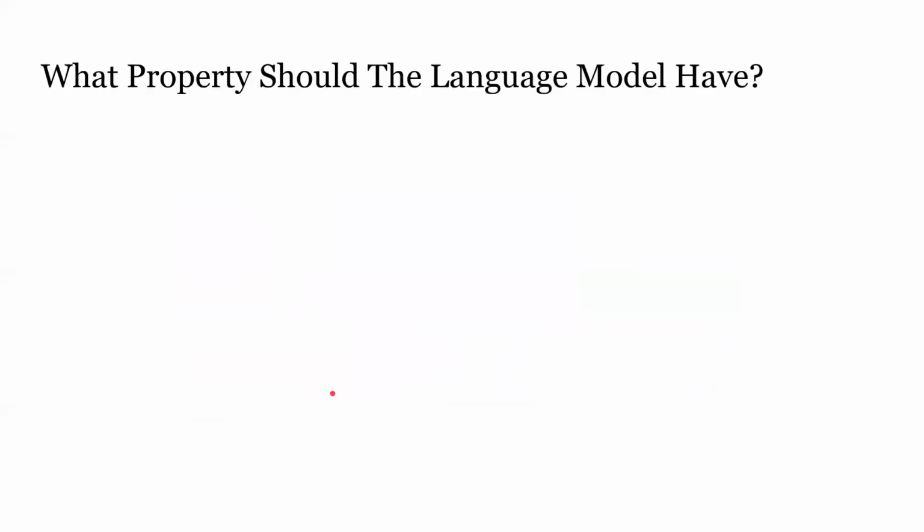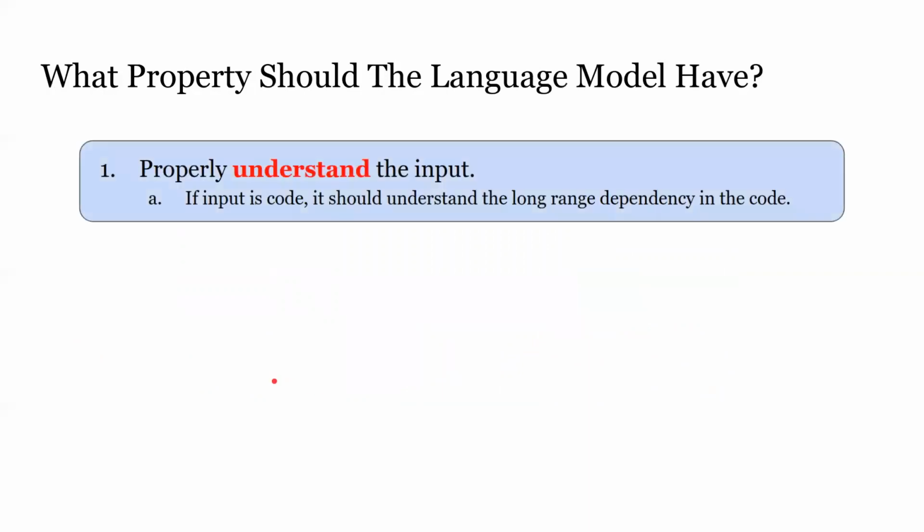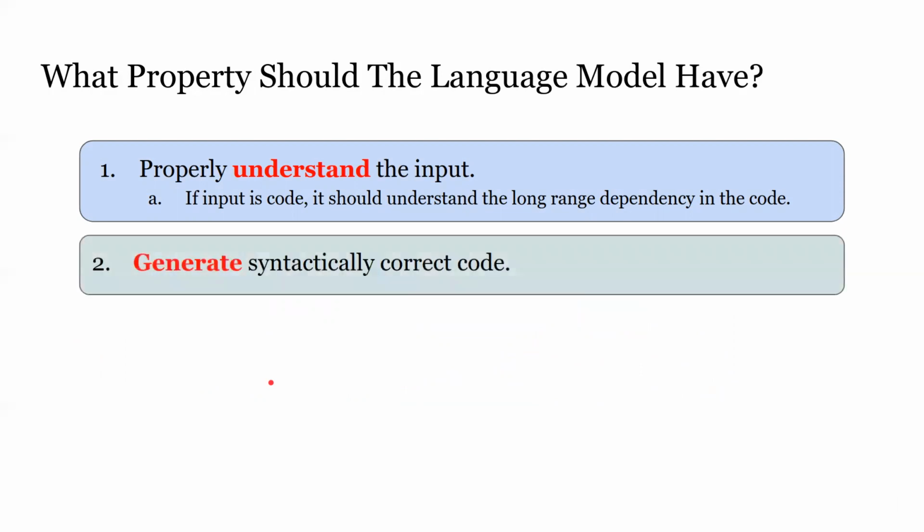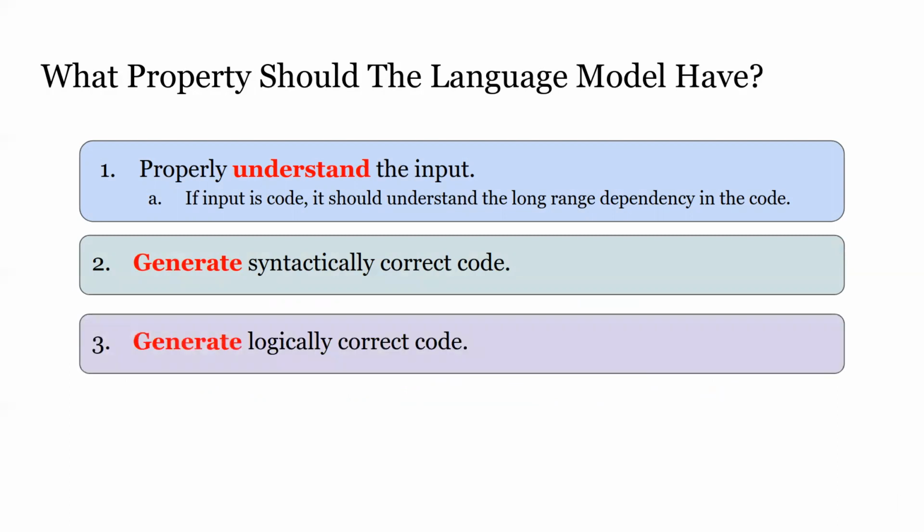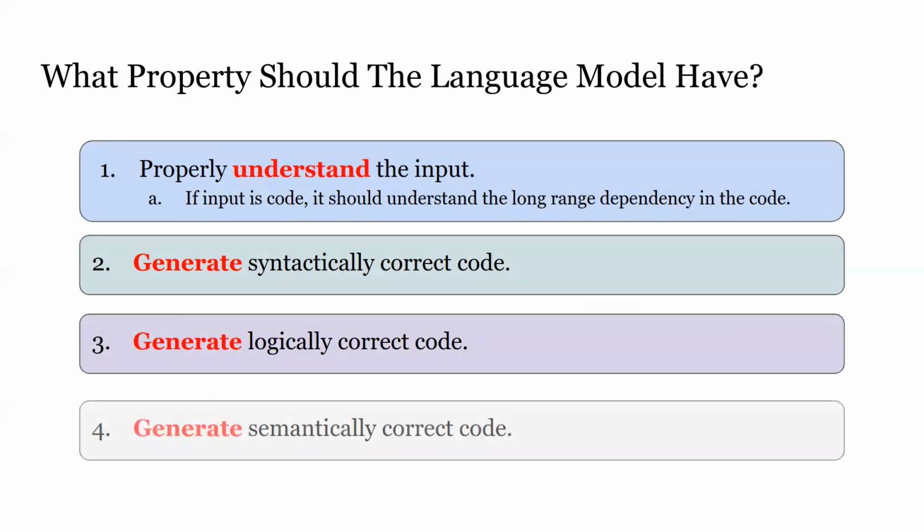Now let us see what properties a language model should have. The language model should properly understand the input. If the input is code, it should understand the long-range dependencies in the code. It should generate syntactically correct code. It should generate logically correct code. And finally, it should generate semantically correct code.